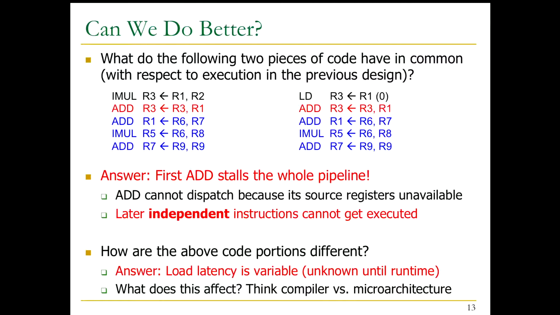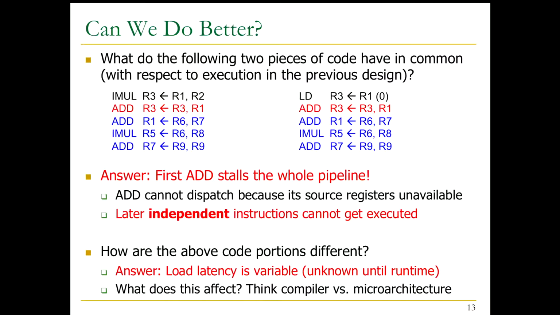Now, the two pieces of code are very different, in fact. Because here, you know the latency of multiply is fixed. The compiler can reorder instructions such that these blue ones come before the multiply, and hopefully you eliminate most of the stall. Whereas here, it's not clear if that's a good idea. If your load latency is sometimes 1 cycle, sometimes 1,000 cycles, how do you optimize the code? The compiler doesn't have information about how long this load will take. So it can do some reordering, but it cannot do perfect reordering to eliminate the stalls all the time.